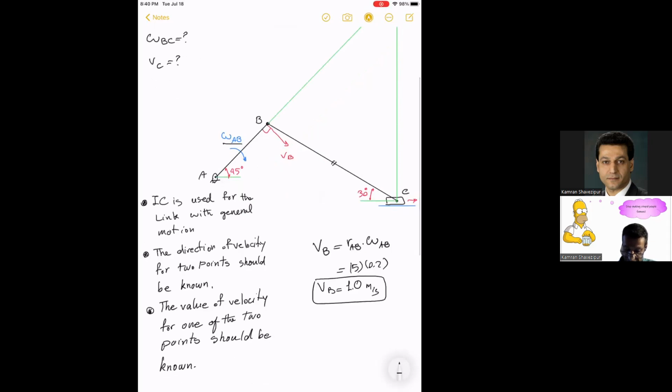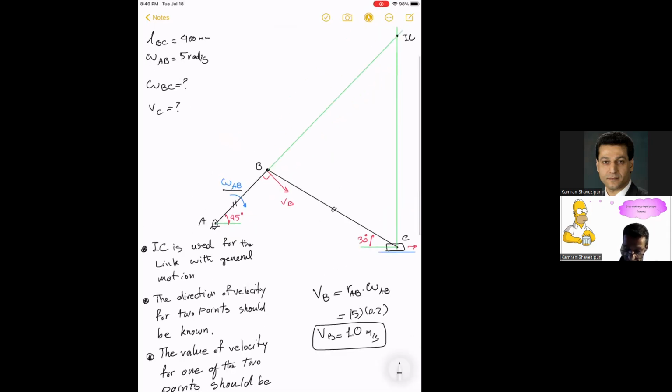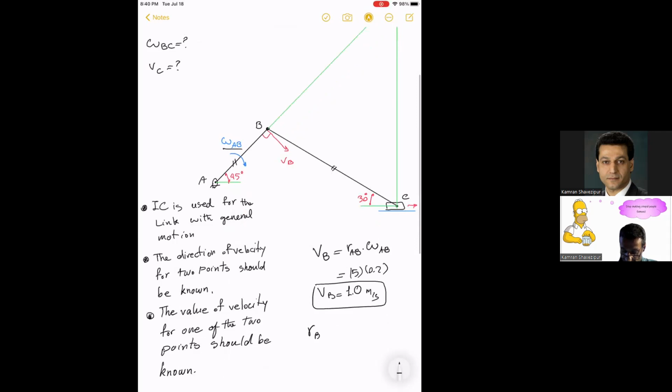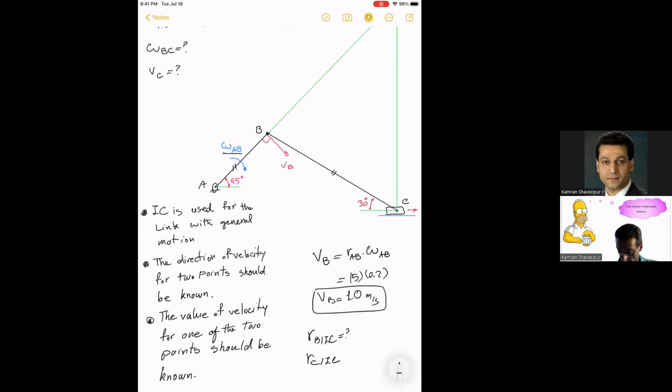Now you can find this velocity, usually using another link, or the velocity could be given. For example, I could give VC as input and ask to find omega AB. So you could go backward, but in any case, you can find velocity of 1 point from the information that is given in the problem. Now you're going to have to find RBIC and RCIC. This is where most of you made the mistake.